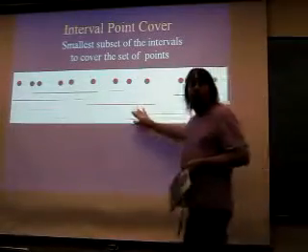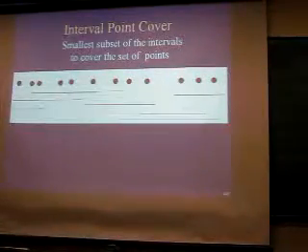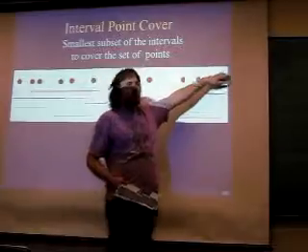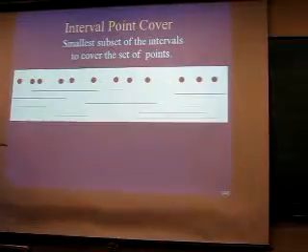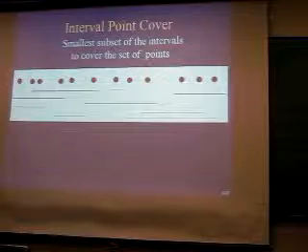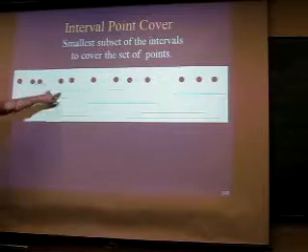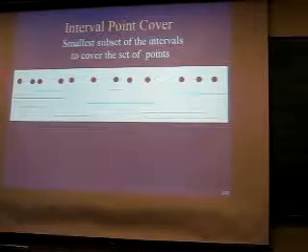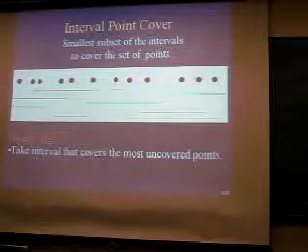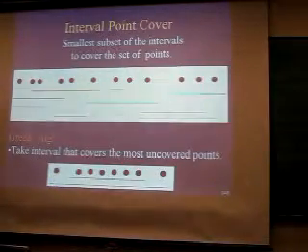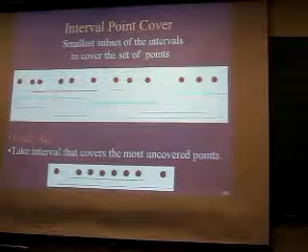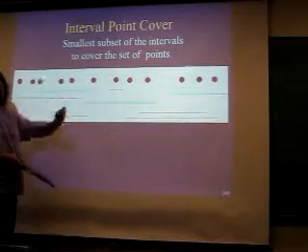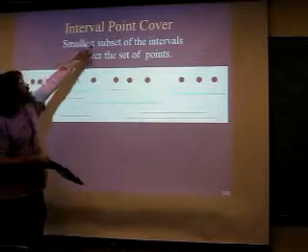All right, so here's our problem. The input is a bunch of points in a line, and a bunch of intervals of the line. Our goal is to choose a subset of the intervals that cover all the points. All right, does this make sense? And the cost is going to be: take as few intervals as possible. The smallest subset of intervals that cover all the points.